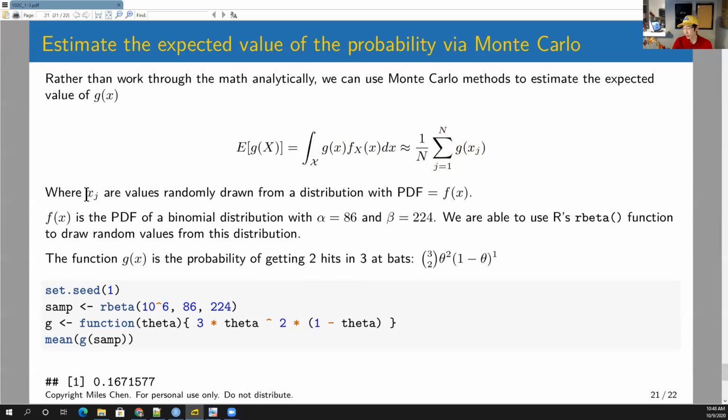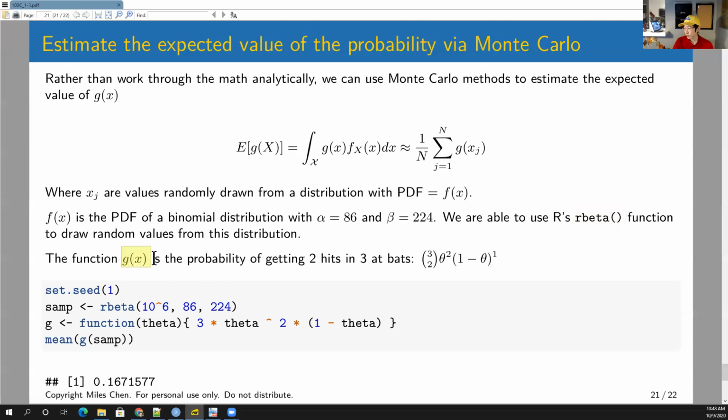So the x_j are going to be values randomly drawn from a distribution with this particular PDF. In our case, the PDF, sorry, this is a typo I keep making, is a beta distribution with alpha equal to 86 and beta equal to 224. And I can use R's function, rbeta, to generate random values from this distribution.